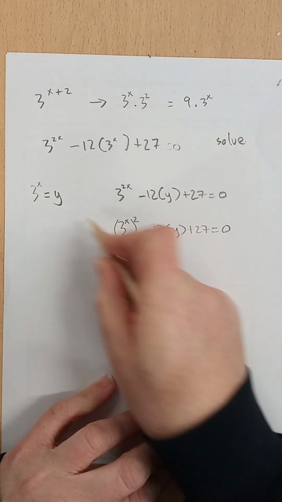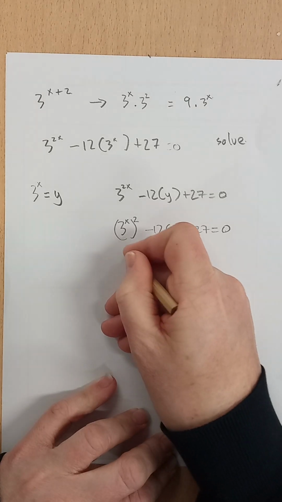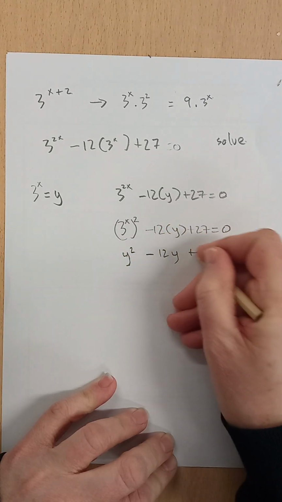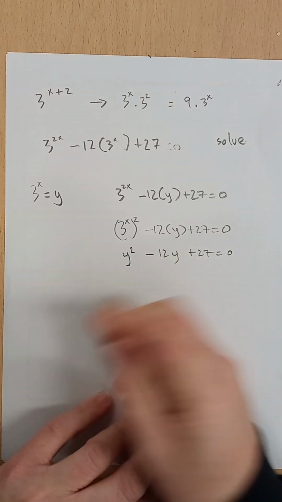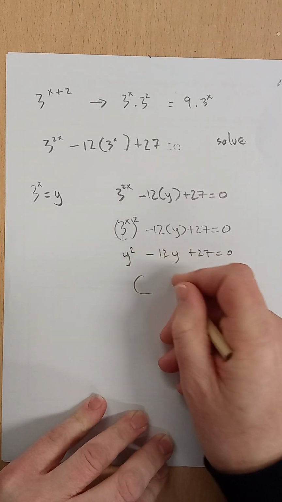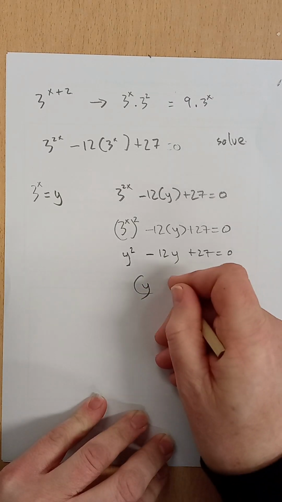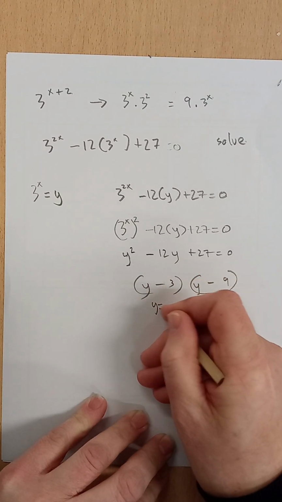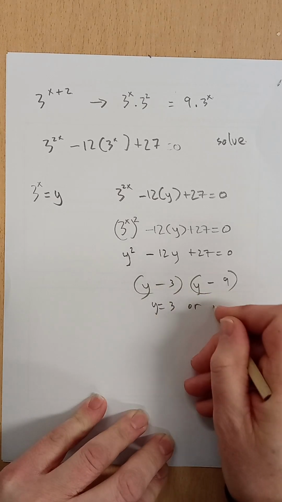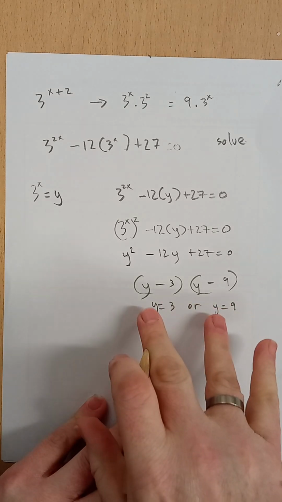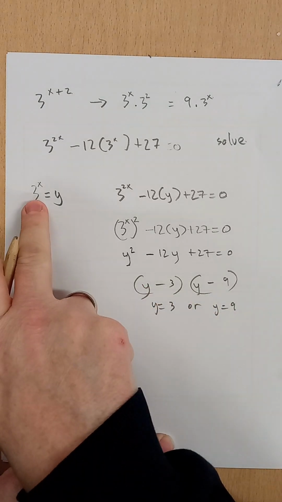So now that I can replace the 3 to the power of x with y, that's just y squared minus 12y plus 27 equals 0. So now I can solve it. It's a quadratic. 9 and 3 and 2 minuses. So y is 3 or y is 9. So I have two possible answers. But that's the answer for y. It's not the answer for x.